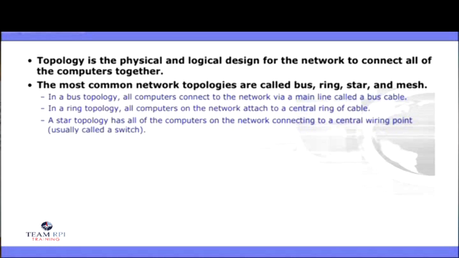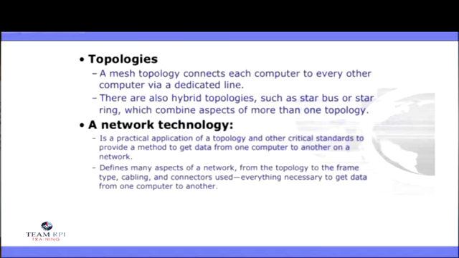In a bus topology, all computers connect to the network via a main line that's called the bus cable. In a ring topology, all computers on the network attach to a central ring of a cable. A star topology has all the computers on the network connecting to a central point, either a hub or, most often, a switch. With these topologies, we have, for instance, mesh topology that connects each computer to each other via a dedicated line. There's also hybrids of each of these topologies.